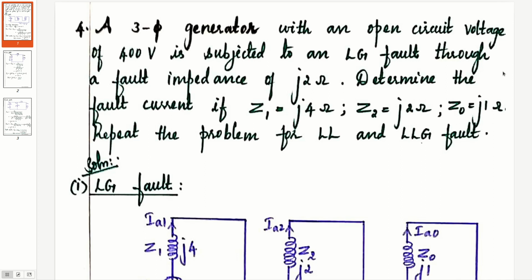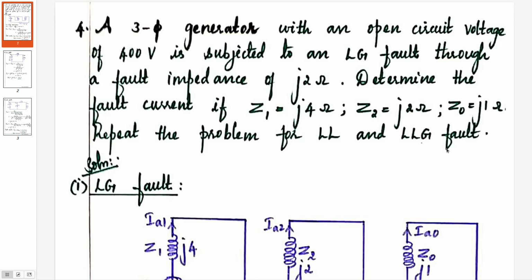I'll read out the question. A three-phase generator with an open circuit voltage of 400 volt is subjected to an LG fault, single line to ground fault, through a fault impedance of j2 ohm. So ZF is j2. Determine the fault current if Z1 is j4, Z2 is j2, Z0 is j1. Repeat the problem for LL fault and LLG fault, double line fault and double line to ground fault.